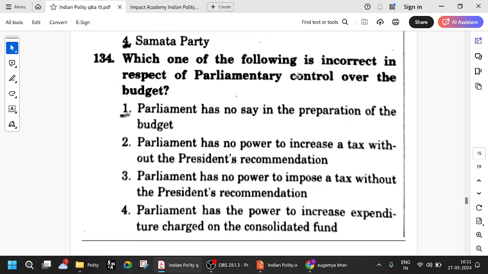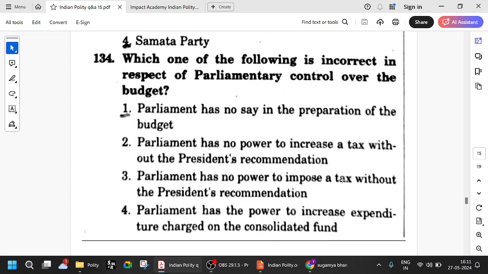So which one of the following is incorrect in respect of parliamentary control of the budget? So parliament has no power to increase the tax without the president's recommendation, which is true. Because tax means it will become money bill. Money bill means prior recommendation of president is required. Parliament has no power to impose tax without the president's recommendation. It's the same thing, right?